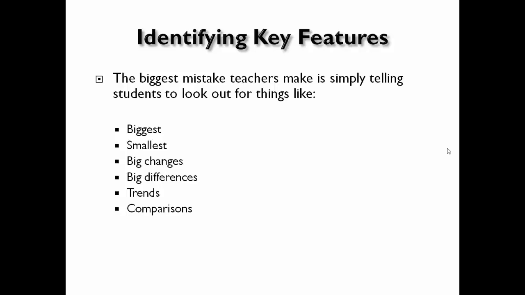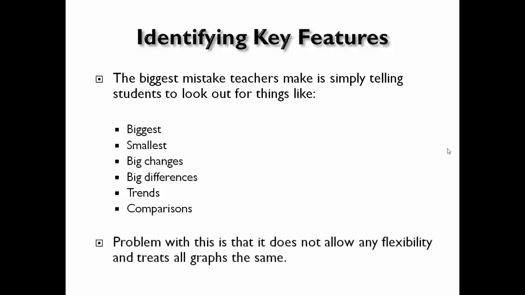And what happened was, after the class, I would give them homework, and the homework would be just look at a graph and identify the main features. And if there were 16 people in the class, I would get 16 different answers. So obviously I had failed as a teacher. If my students are failing, that means I am failing. I'm not teaching them properly. So there needs to be a better way of teaching people how to identify key features. The problem with just telling students to look out for the biggest, the smallest, the biggest differences, etc., is that it does not allow any flexibility, and it treats all graphs the same.